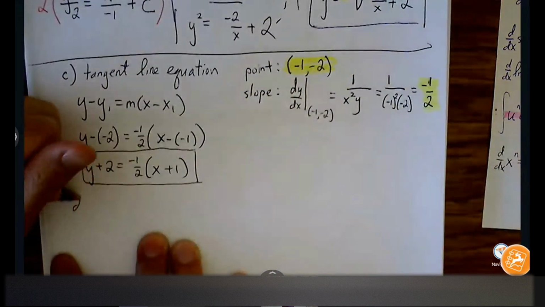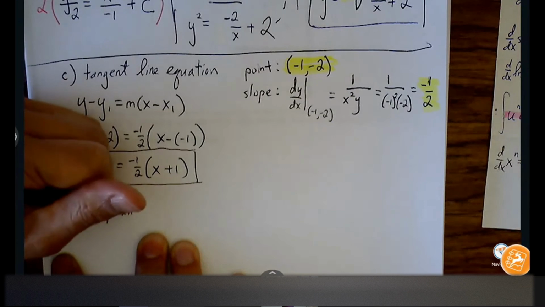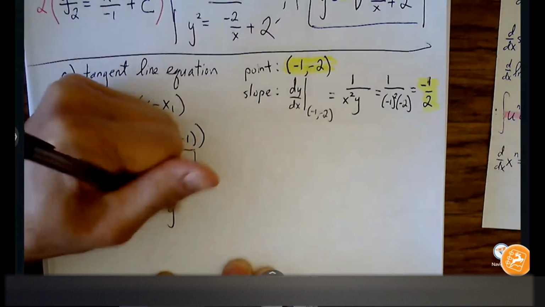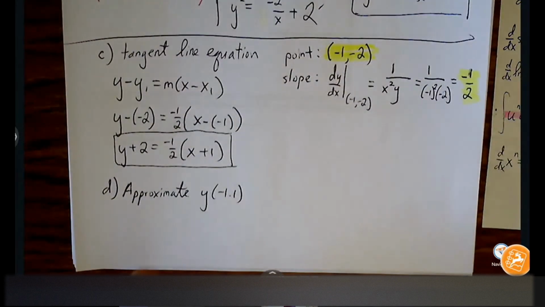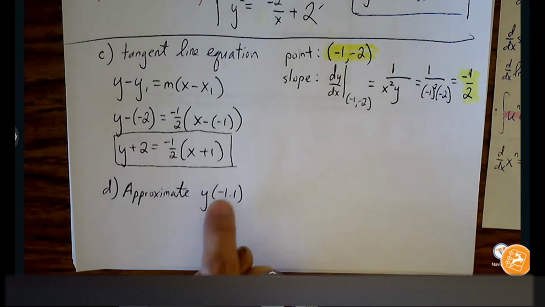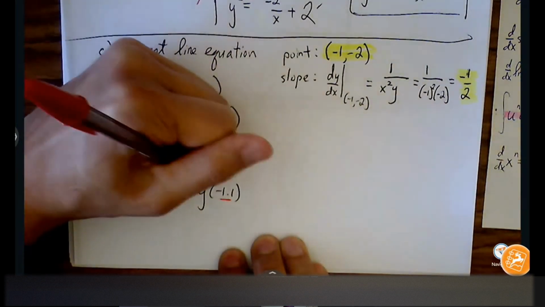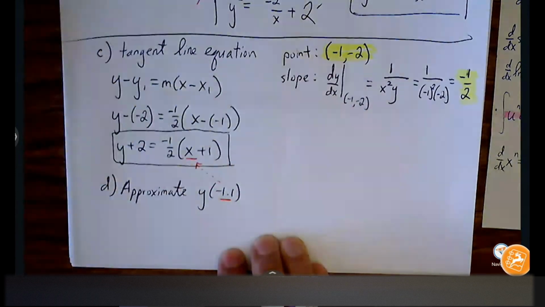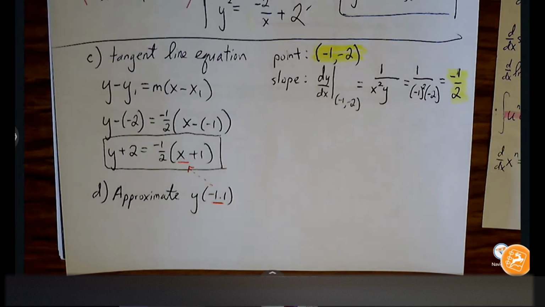All right, part D, we're going to approximate y of -1.1. Linear approximation sounds like a complex thing, but really you're just doing one little thing more than the tangent line equation. You're replacing the x value with a decimal that you're given. So we're just going to take this -1.1 and put it in place of the x. And once we solve for y, we get a decimal value. So think of it as one additional step past the tangent line equation.